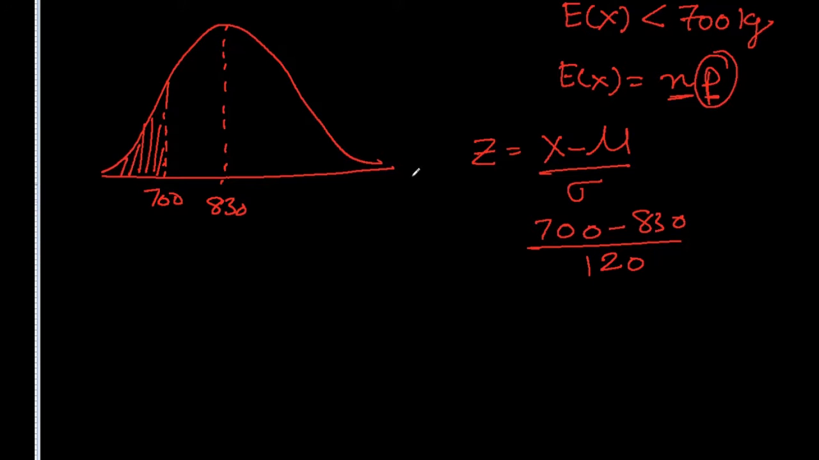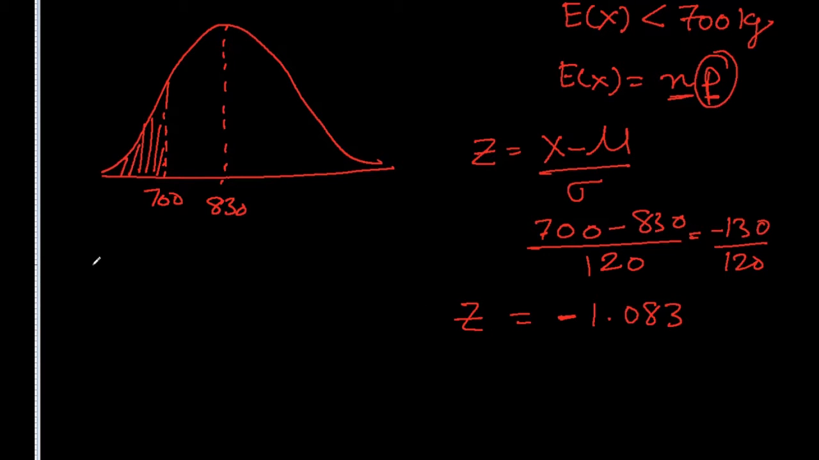Now, in one of the questions before this, we added 0.5. That was discrete data. This is continuous data. 700 kg is continuous data. That's why we don't have to add or subtract anything. 700 remains 700 in this case. So, in this case, it will become minus 130 divided by 120, which is minus 1.083 almost.